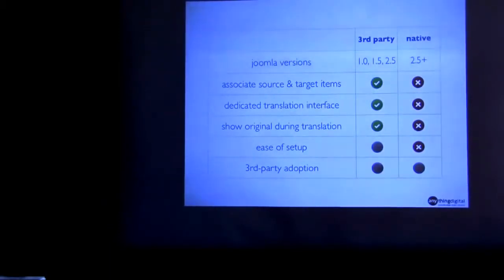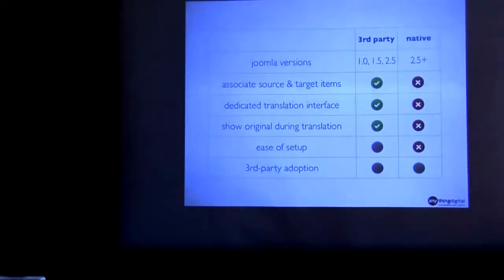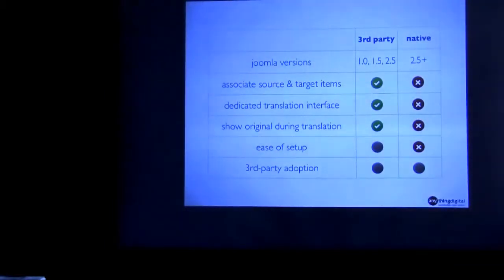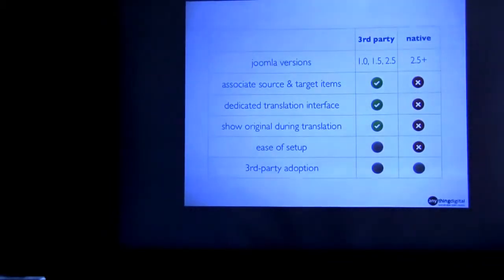You also might want a dedicated translation interface, and third-party solutions provide that, where you see all your translations and you can filter for language or keyword or content type, for example. Again, third-party solutions handle that really well. Native, there's no dedicated interface at all. You just see your articles, and you can filter by language. But again, because you haven't necessarily associated them, especially in very different languages or two languages where you only know one, it's very problematic.